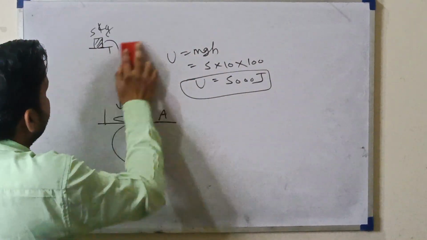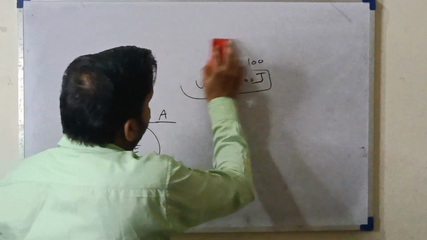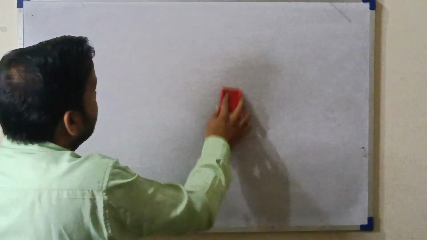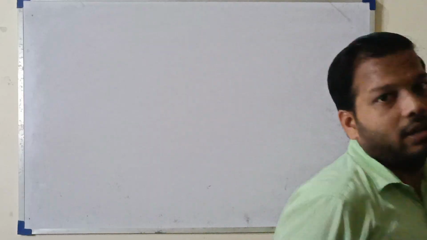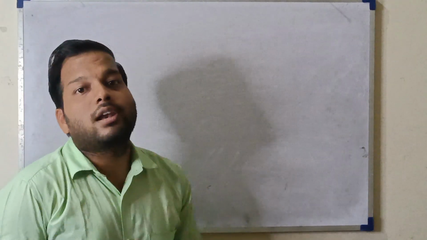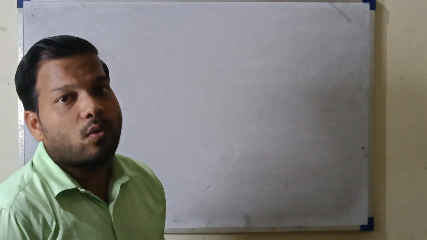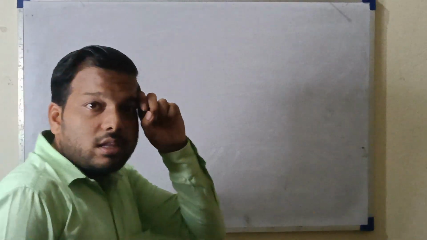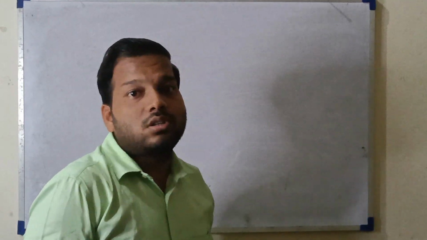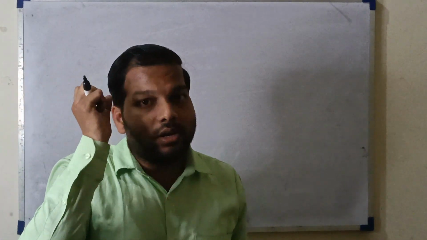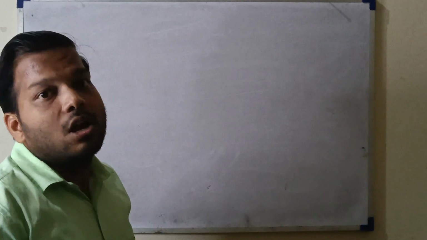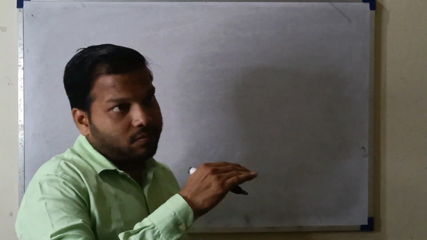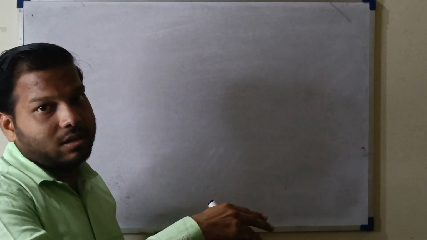Now, one more thing I have to say. This gravitational potential energy is a reference quantity, a relative quantity. Do you know why? Let us understand this with an example. Why is the gravitational potential energy a relative quantity or reference quantity? Because to measure this quantity we should know from which height we measure it.